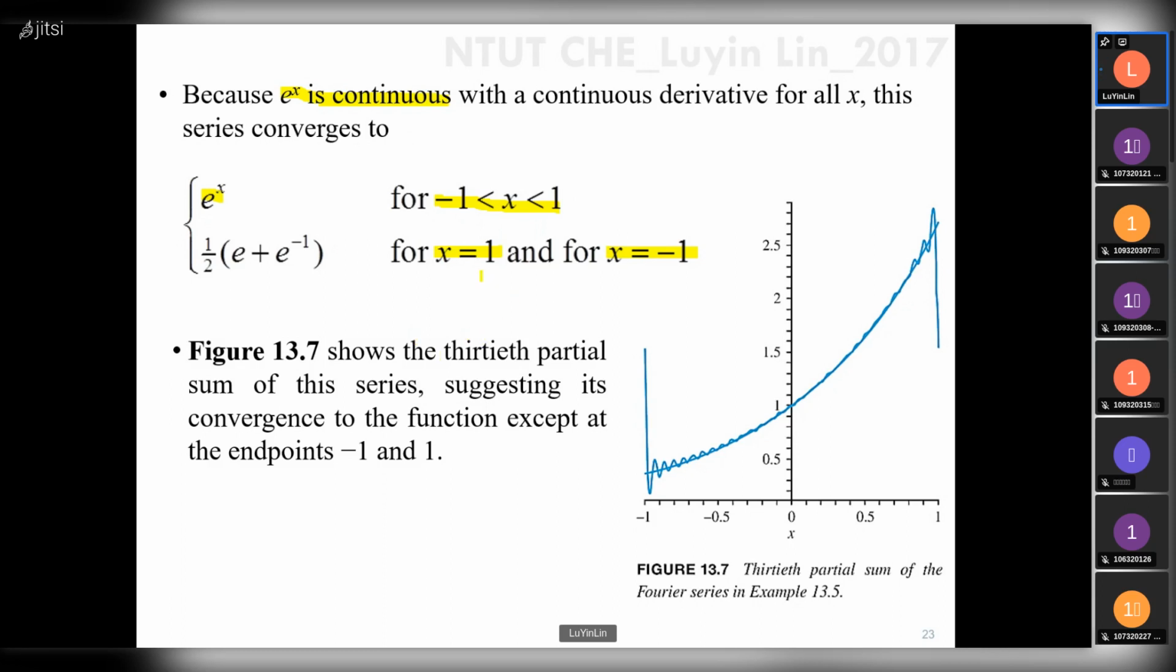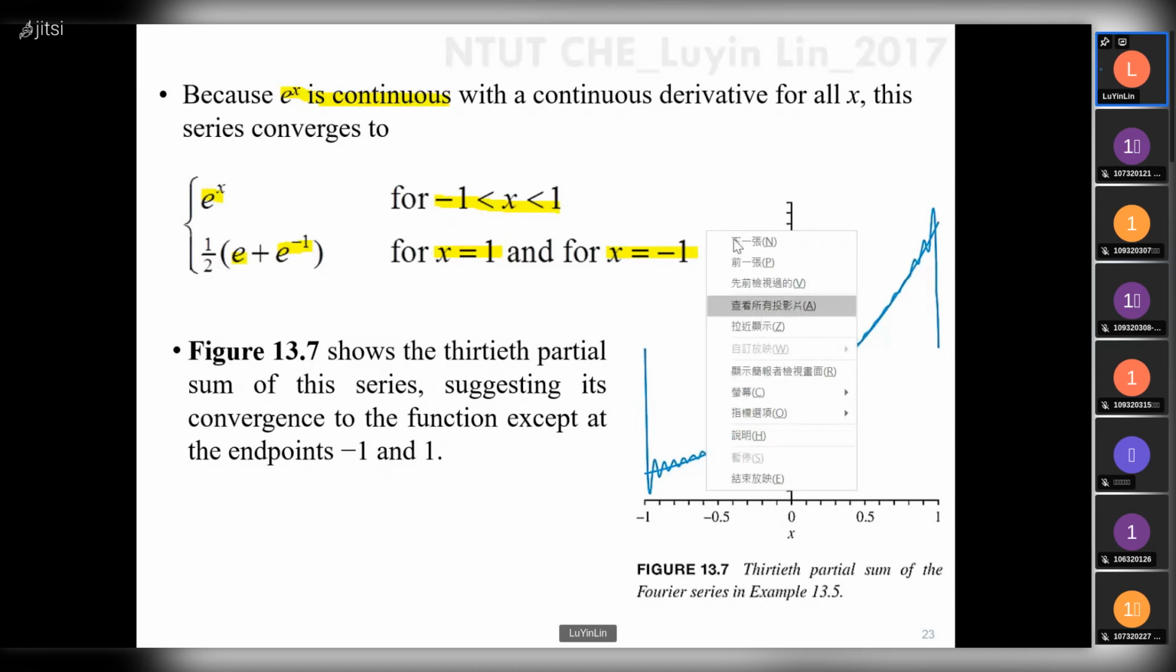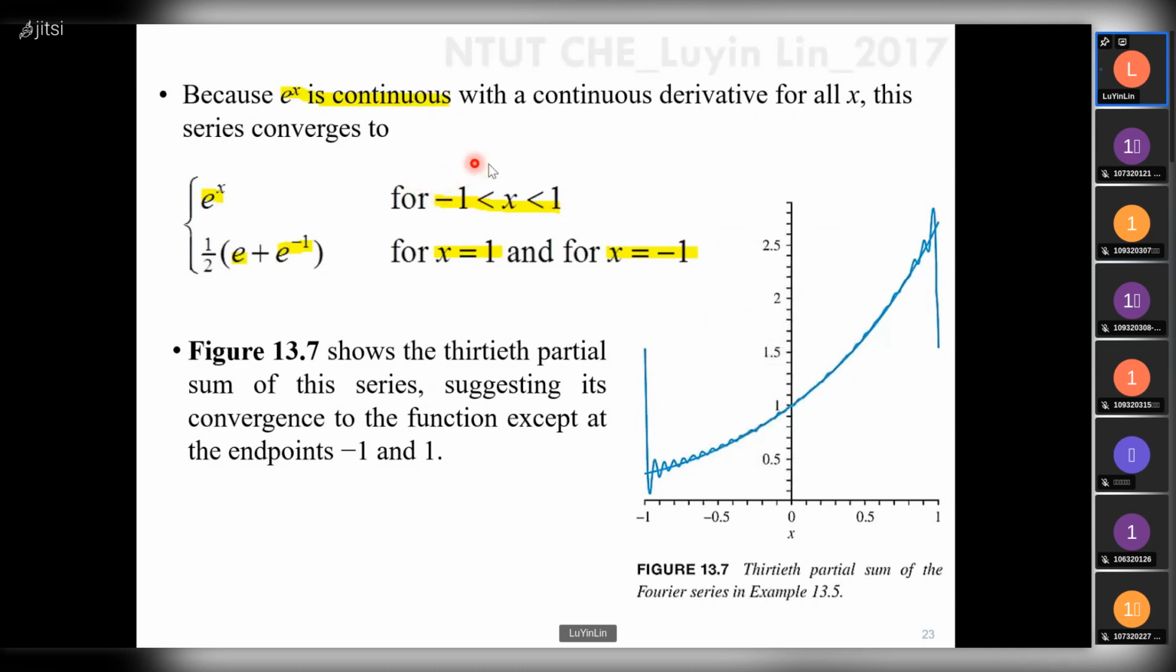And about the two ends, you bring x equal to 1 here, and you bring x equal to -1 here, and you sum up and divide by 2. That is the value at the two ends. So when you give me the answer, I think this expression is better. You divide the range into this part and this part, and you find the answer. Okay, you can see the figure here.